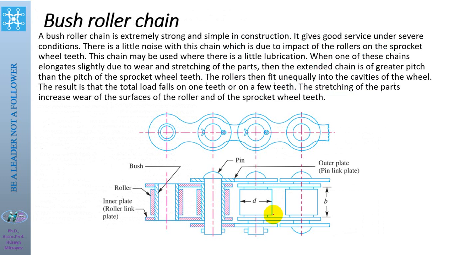Okay, bush roller chains are generally used for power transmission chains. On the section view, you can see that it consists of the bush. Inside of the bush, there are axes of the chains and roller, and inner link or inner plate of the chain, and outer link, external plate of the chains.